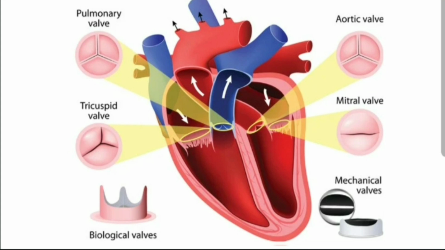Pulmonary valve is present between the pulmonary artery and right ventricle, while the tricuspid valve is present between the right atrium and right ventricle. And the mitral valve is present between left atrium and left ventricle, and aortic valve between left ventricle and aorta.